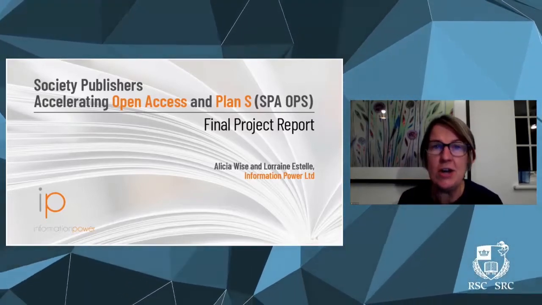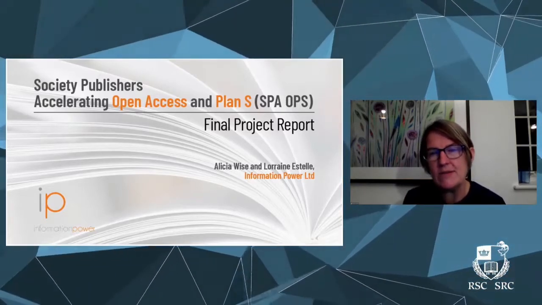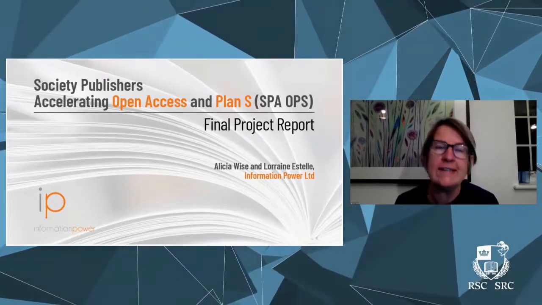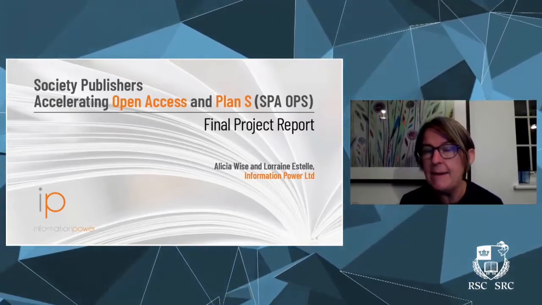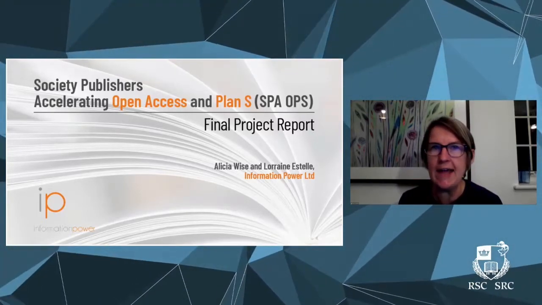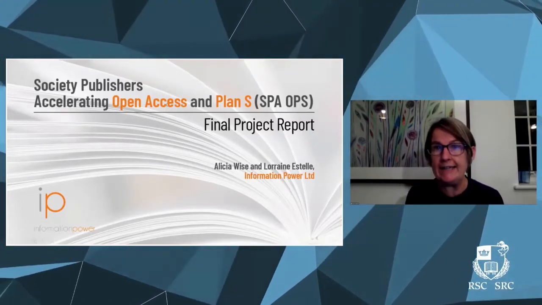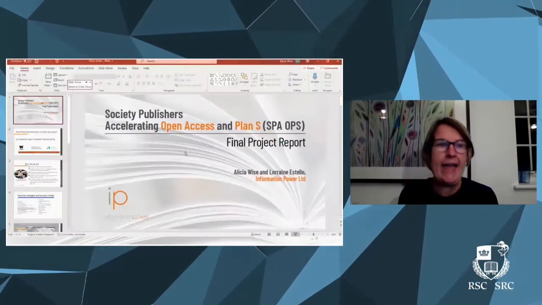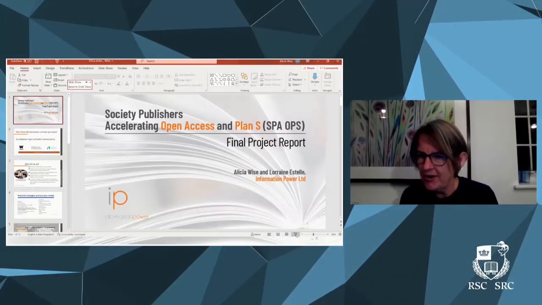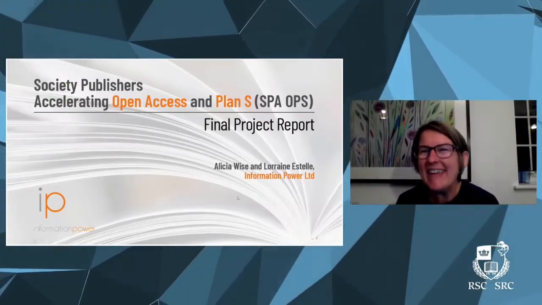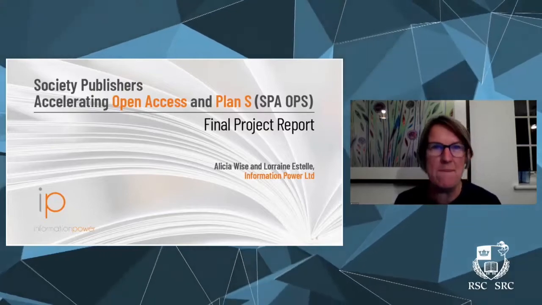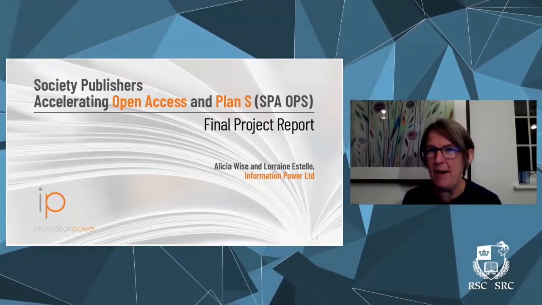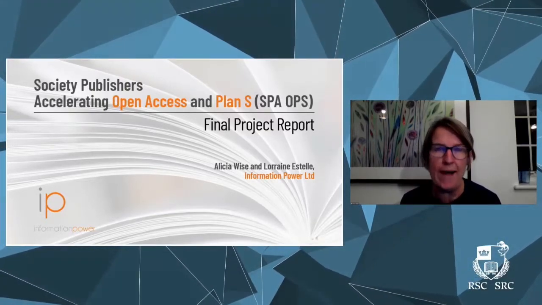I'm here today to share with you the outcomes from a project that was called Society Publishers Accelerating Open Access and Plan S. This was a project that ran during 2019. It was sponsored by Coalition S, so Johan Rorick's organization. He'll be talking about Coalition S a little bit later in the program.